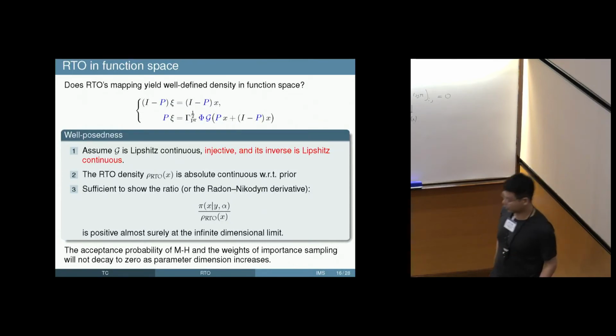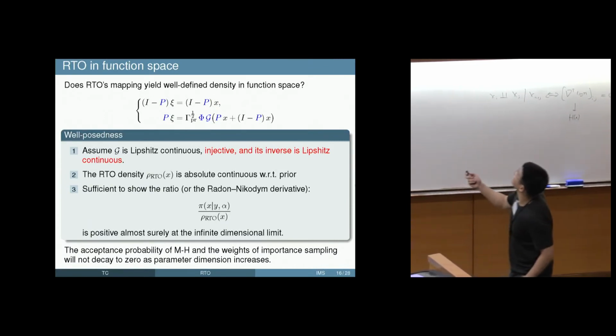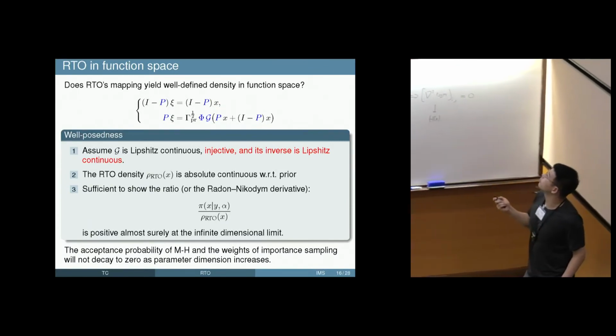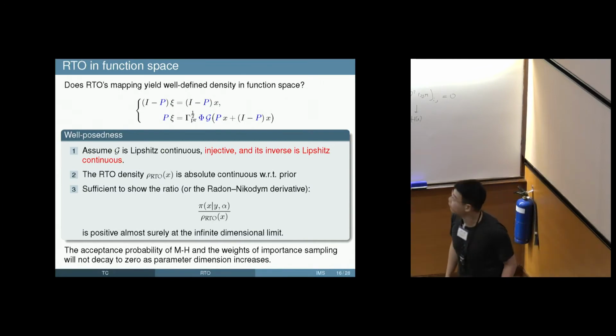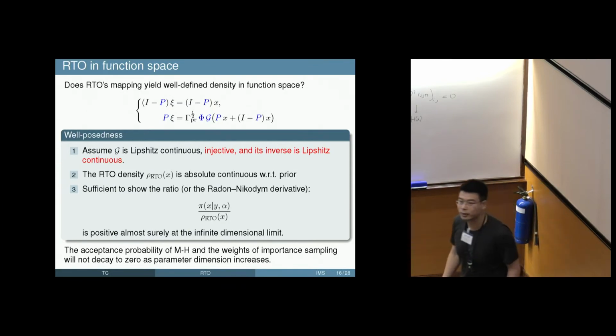Okay, so now let's get to the assumption, how this thing can work. If we look at this decomposed form of the RTU density, we need to impose one additional assumption on this nonlinear function G. The function G itself is continuous, so that's very easy to verify. The hard part is that the function G needs to be injective, and also the inverse of G needs to be continuous as well. So how can we verify that?